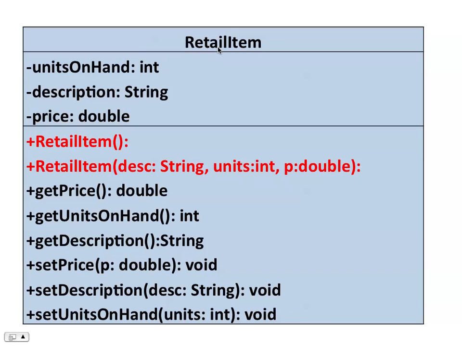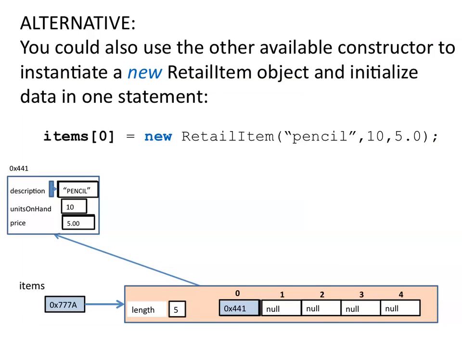Now the RetailItem class actually contains 2 different constructors. In the previous example, we used the default constructor, the no-argument constructor. But there's also another constructor available that accepts 3 parameters. So in this example, we say items[0] = new RetailItem and pass "pencil", 10 and 5.0. We're doing both, instantiating a new object and initializing the data in one statement. So this is an alternative for you too.